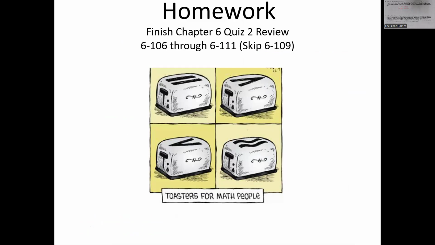And here is my daily joke. Toasters for math people. Jules, do you like my joke? Do you like it? You smiled. I'll take the smile. I told you it was about toasters.